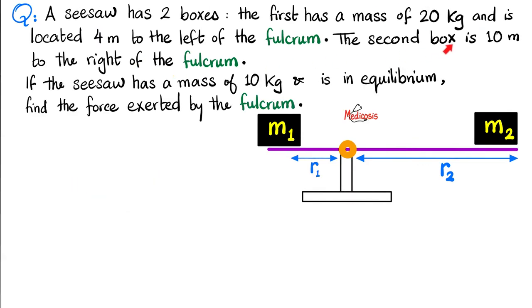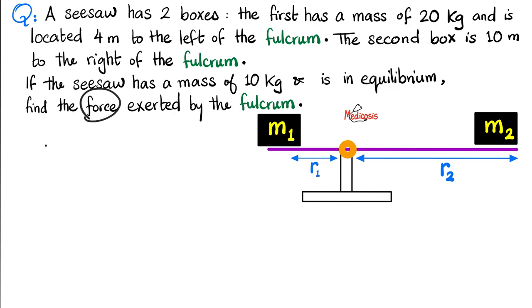Now here is the same problem with the same numbers, but let's imagine that they said that the seesaw has its own mass. So this device right here has its own mass. Calculate the force exerted by the fulcrum. Okay, how can we solve this? Please pause and try to do it yourself.